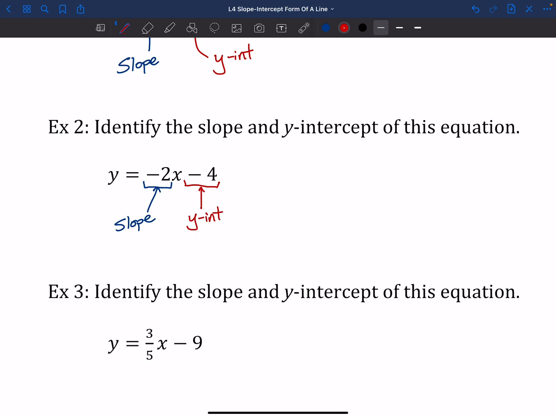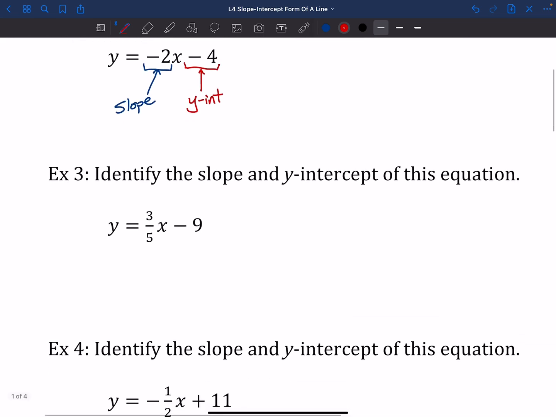All right. Try this one out on your own. See if you can figure out which one's which. So hopefully you said that 3/5, that's the slope. And then over here we have -9 as our y-intercept. Fractions are actually great as the slope. Remember, rise over run. That's something we've done in the past, and that's what we're going to be using.